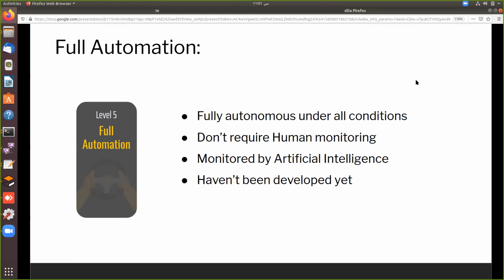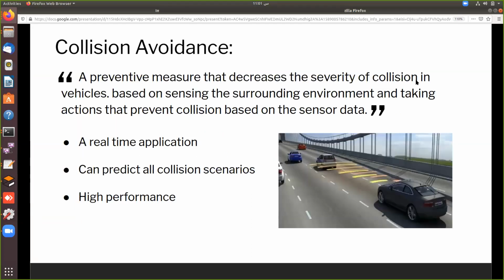The common factor in all those autonomous levels is collision avoidance. Starting from the first level that does beeping whenever there is a nearby obstacle, up to the last one that fully monitors the road and takes the paths, collision avoidance is there, and collision avoidance is a preventive measure that prevents collision. It's a real-time application, it should take immediate actions if there is a probability for collision.